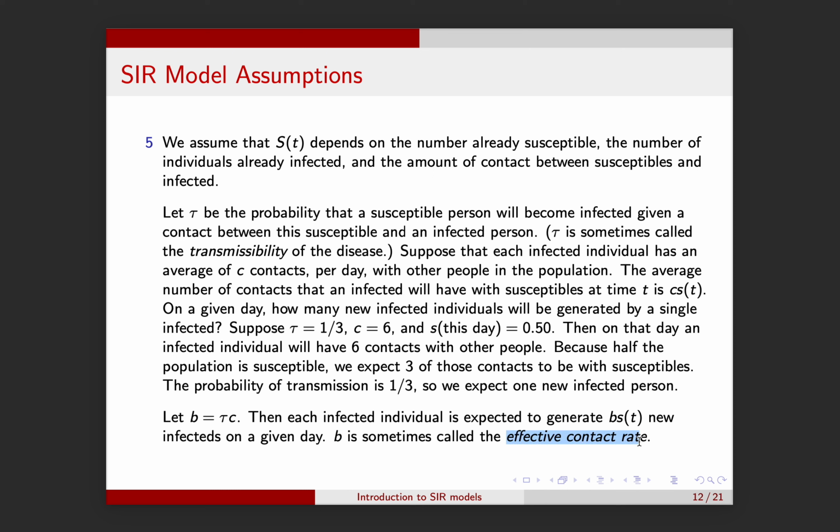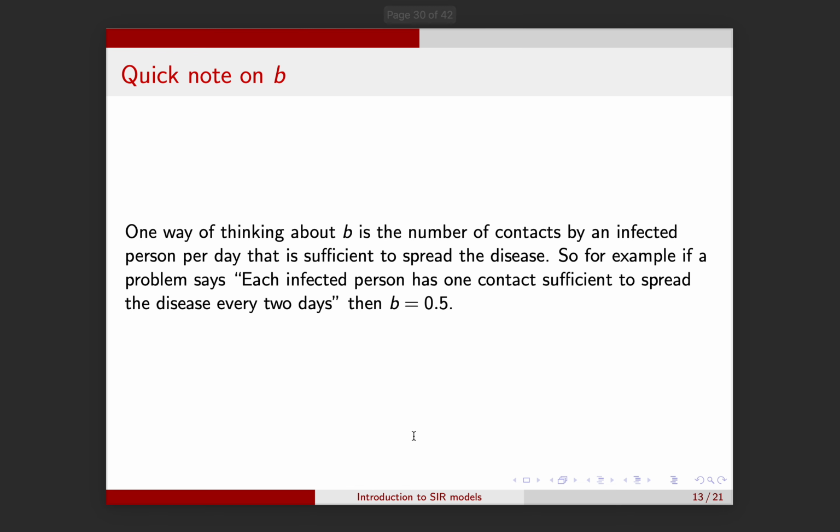B, the technical term is the effective contact rate, but B, the way I think about it, and I think the way most people think about it, it's just a measure of contagiousness. So if your disease is super contagious, then tau is going to be large. And the larger tau is, the larger B is. So it's just a measure of contagiousness. And another way to think about B is this. It's the number of contacts by an infected person per day sufficient to spread the disease. Is how you might think about it. So again, if I cough on you, that's sufficient to spread the disease to you. You might still not get it, but that still counts as like a contact.